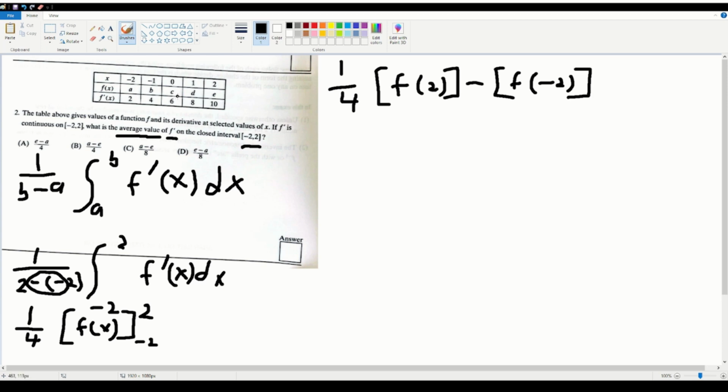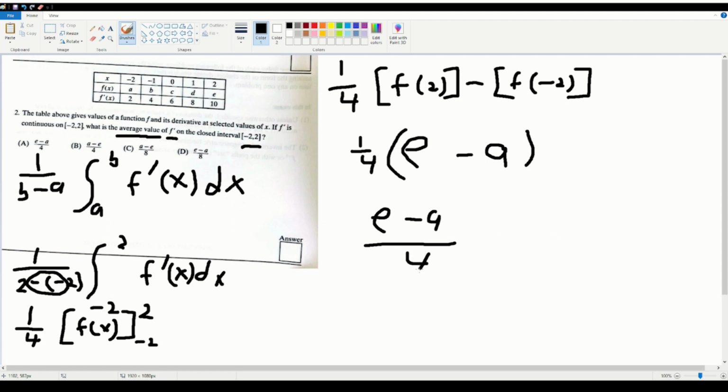So we're given the table. f of 2 is just e, f of negative 2 is a, and then this all has to be times 1/4, and so it's e minus a over 4, which is option A.